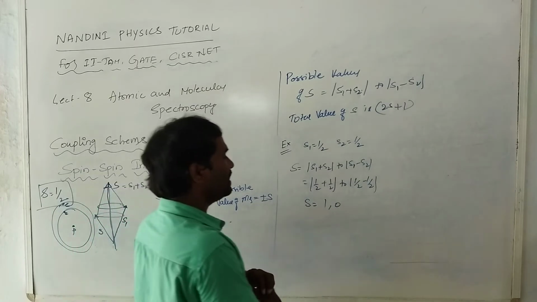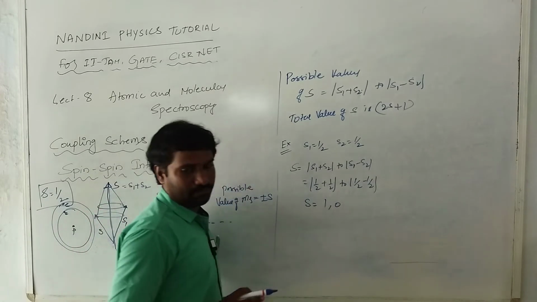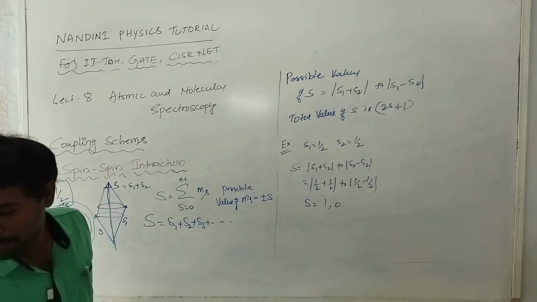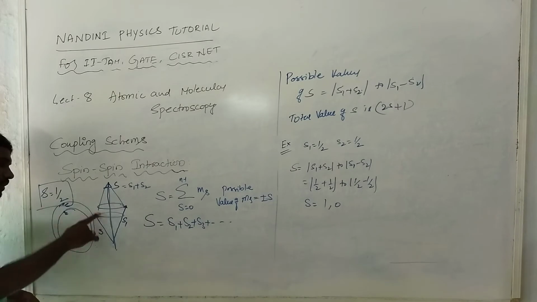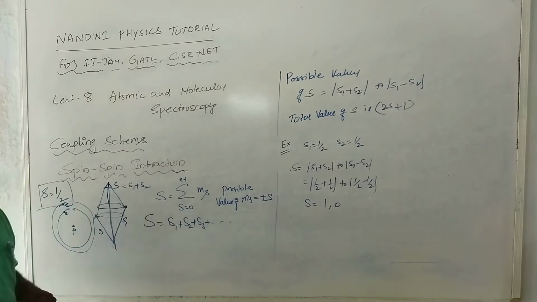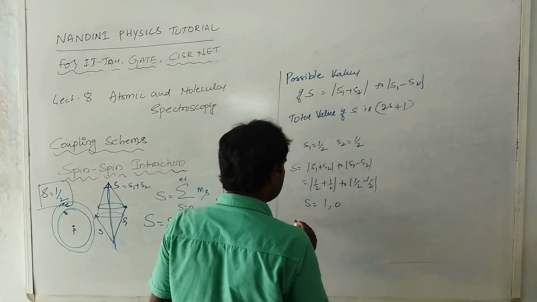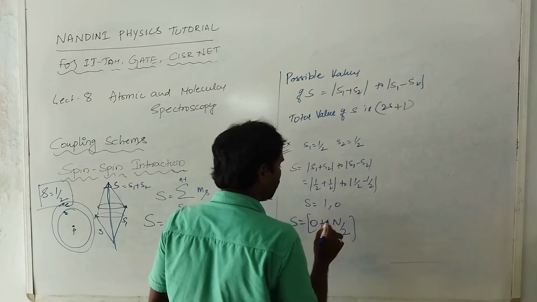Suppose S starts from 0. If there is an even number of electrons in this atom, then the S value runs from 0 to n by 2 only. So this is the shortcut formula.